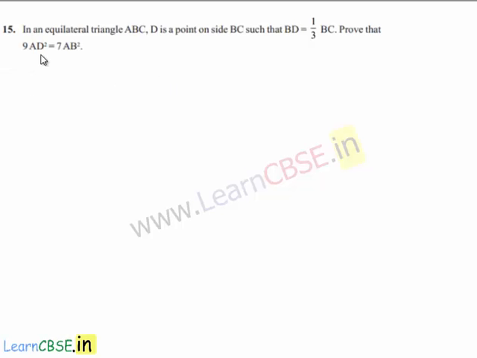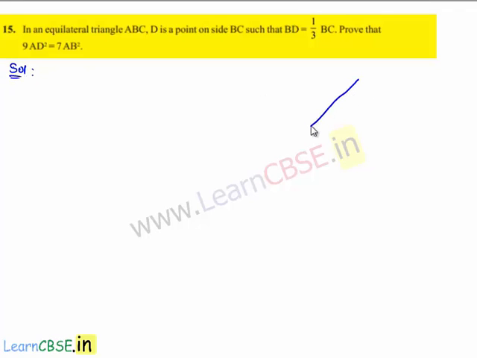Moving on to the 15th question. In equilateral triangle ABC, D is a point on BC such that BD is equal to 1/3 of BC. Prove that 9 times AD square is equal to 7AB square. Now moving on to the solution.